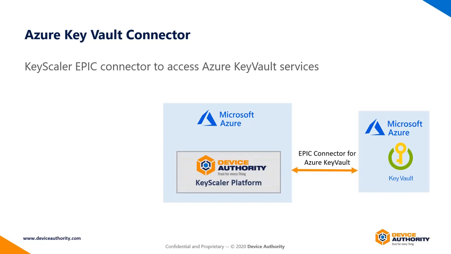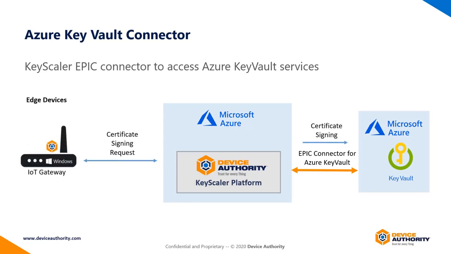At Device Authority, we have built a connector using our EPIC API framework, or Enhanced Platform Integration Connector, to leverage Azure Key Vault services. This enables the use of Key Vault for private certificate authority services, including the use of customer BYOK model, and provides a secure mechanism to store private keys as a very cost-effective alternative to using a dedicated HSM. Through Keyscaler Control Panel UI, we can use the CA and private key in Key Vault as a quick and convenient way to get device CSRs signed.